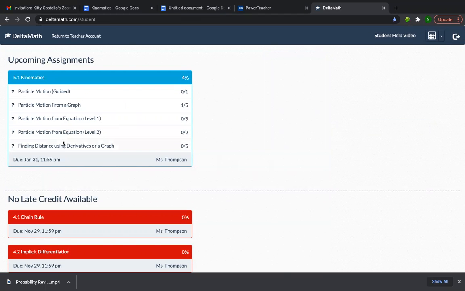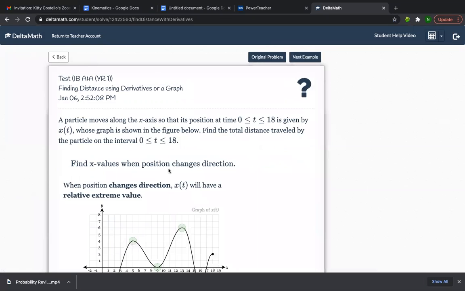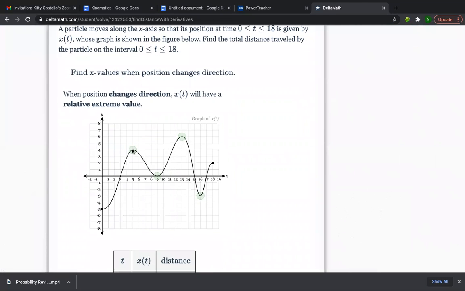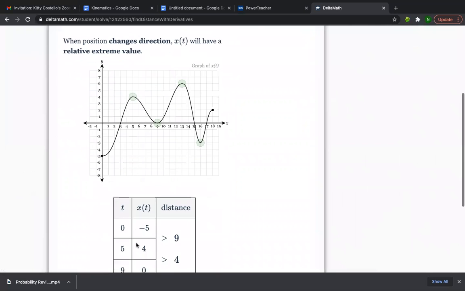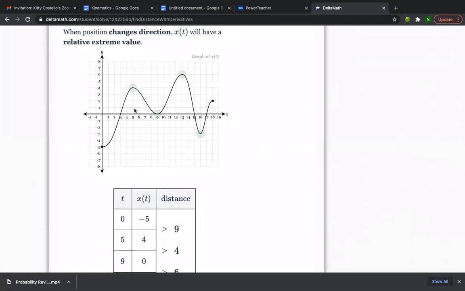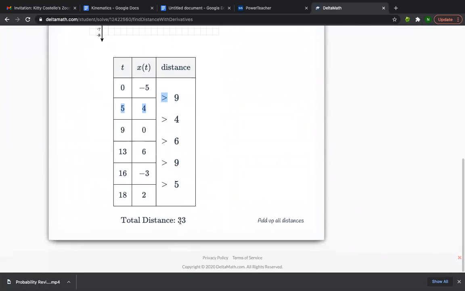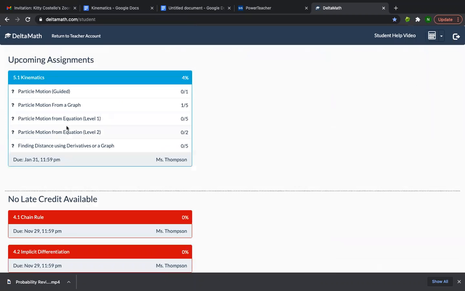Once we get into finding distance, that's that last question. I think the examples they give you are pretty straightforward. You're finding where they change directions. So you're going to find the maxes and mins, and then you're going to calculate the distance for each one. So -5 up to 4, and you can use your graphing calculator as well. But when you go -5 up to 4, that means you traveled a total of 9 blocks up vertically. So then you add all of your distances together to get the total distance. I think it's pretty straightforward.